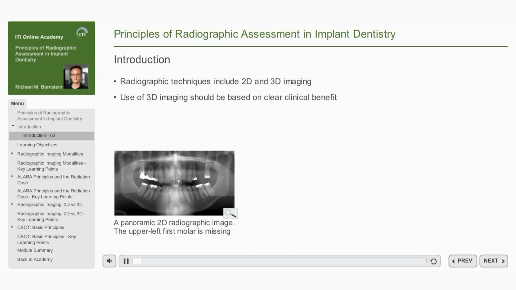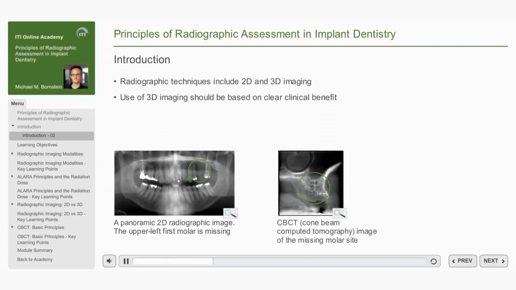Radiographic imaging techniques available today include two-dimensional imaging such as intraoral periapical, lateral cephalometric, and panoramic radiography, and cross-sectional or three-dimensional imaging including tomography, multi-detector computed tomography, and, most recently, maxillofacial cone-beam computed tomography.